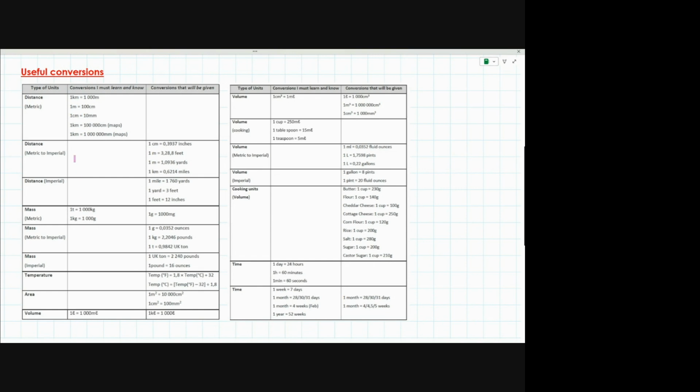It is split into conversions that you need to learn, so we expect you to know everything in this column on both sides. I've just split it up so that we can see everything at the same time. And then conversions that we will give you.